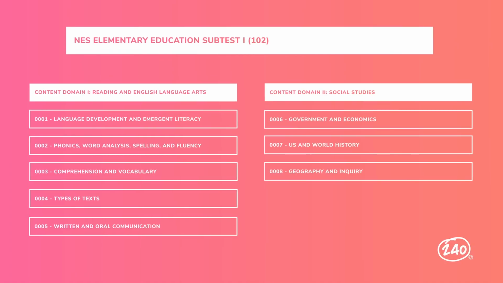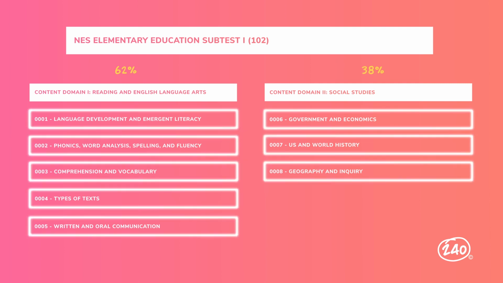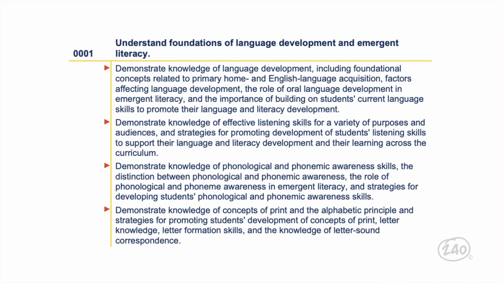Now, as we saw before, this test is made up of 2 content domains: reading and English language arts and social studies. Reading and English language arts make up approximately 62% of the exam, and social studies counts for around 38%. Each one has competencies nestled under it. Now, these competencies provide more information about what will be tested for each domain. Believe me, even after reading through an entire competency, you'll still want to know more information about the topic. Lucky for you, that's exactly why I'm here. We'll go over a key concept for each competency, and this is some stuff that you're really going to need to know for your exam.